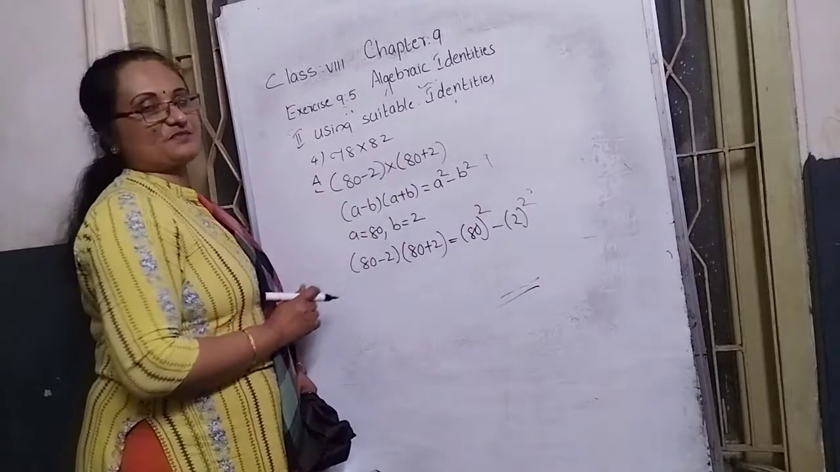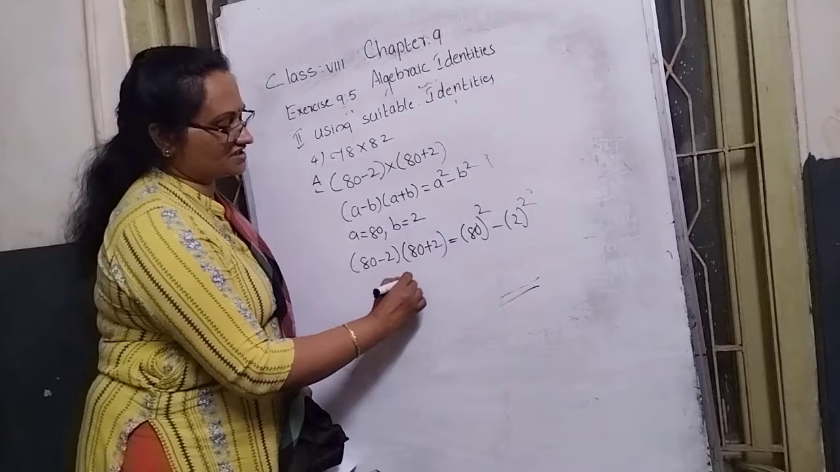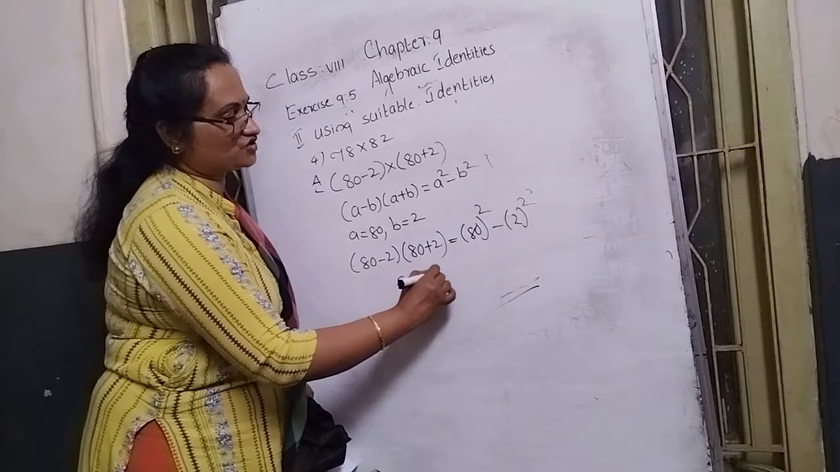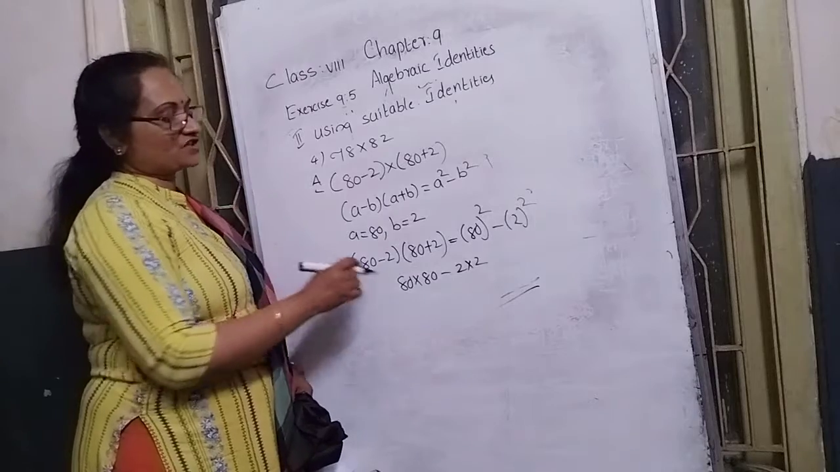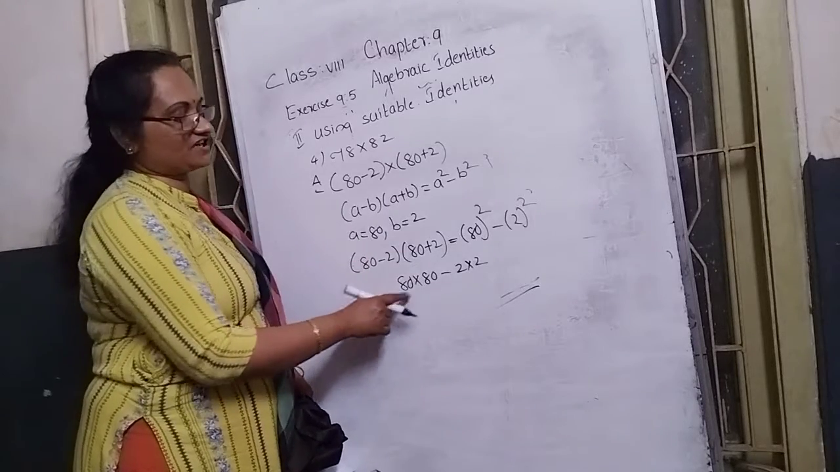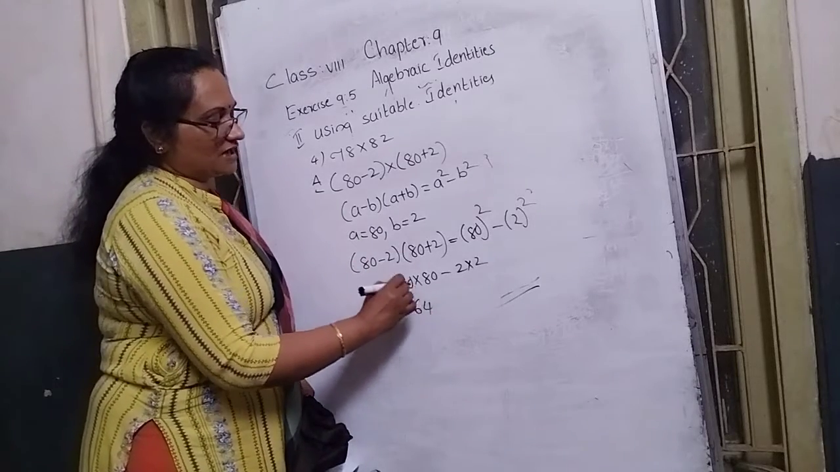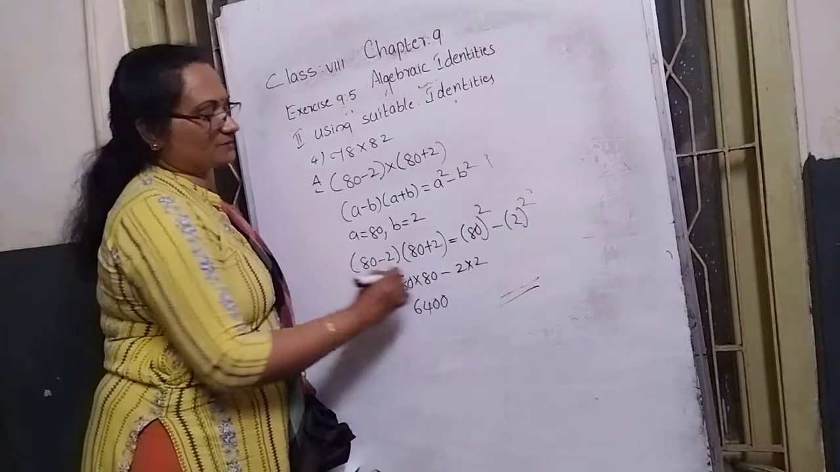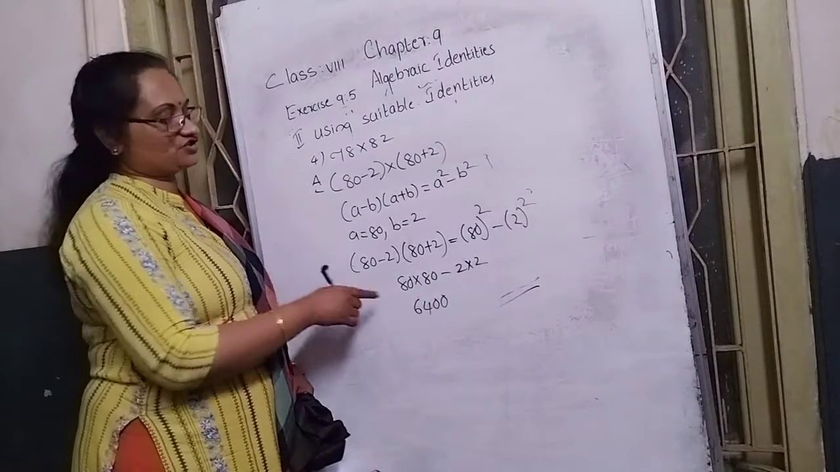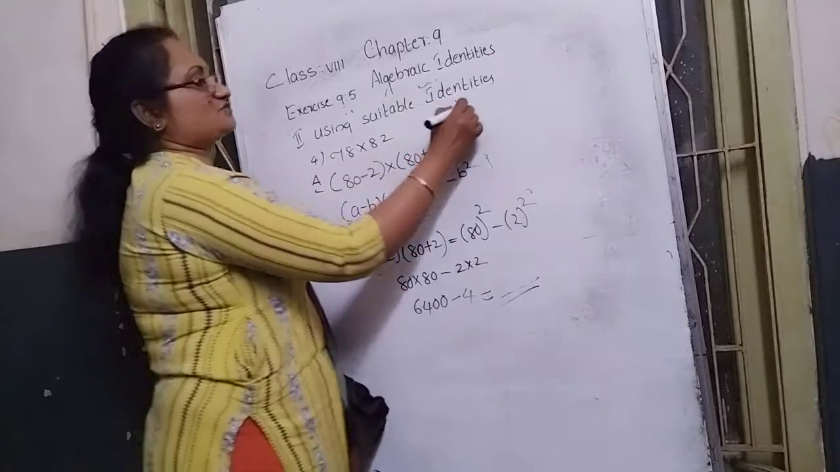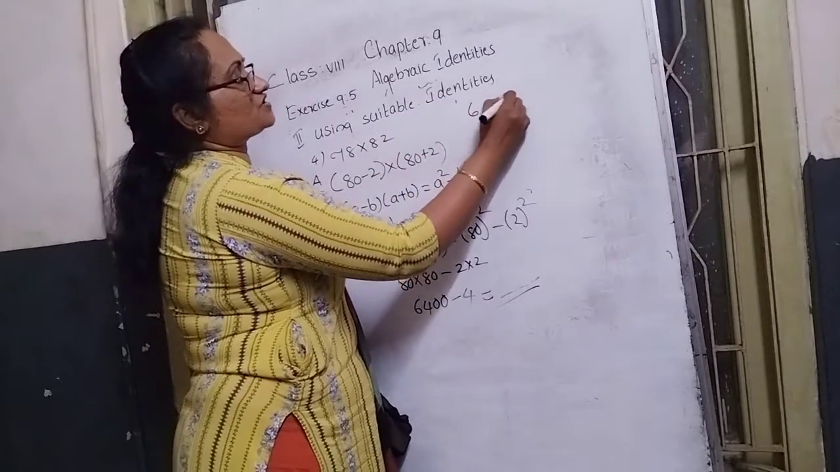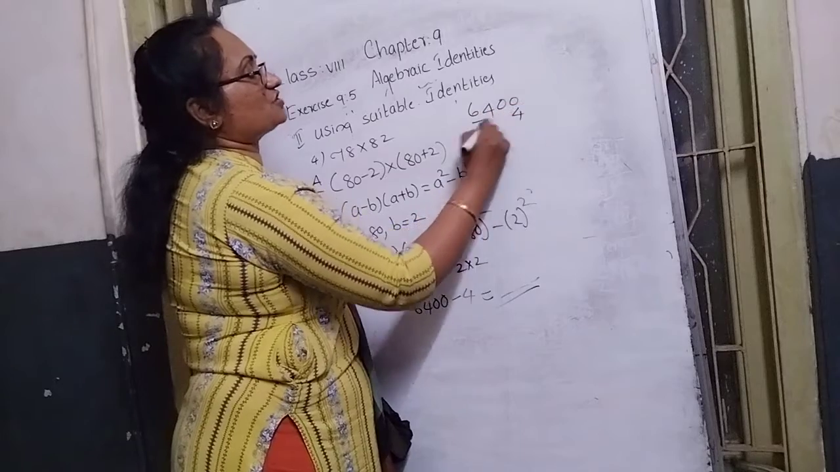Then consider only the RHS part: 80 square means 80 is multiplied how many times? 2 times. 2 square means how many times? 2 multiplied 2 times. The easy way to multiply: 8 eights are 64. Multiplicand place 1 zero, multiplier place also 1 zero, so those zeros come. 2 twos are how much? 4. Then subtract: 6400 subtracted with 4.